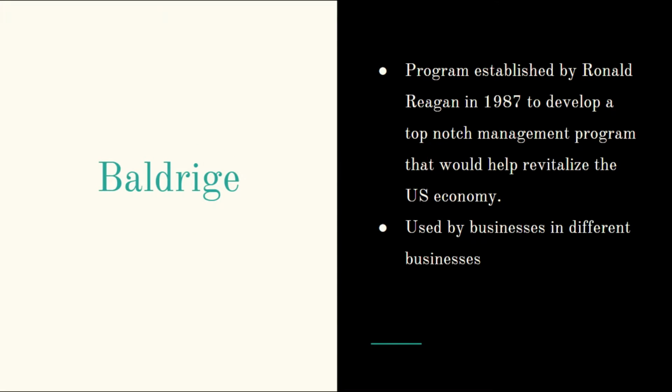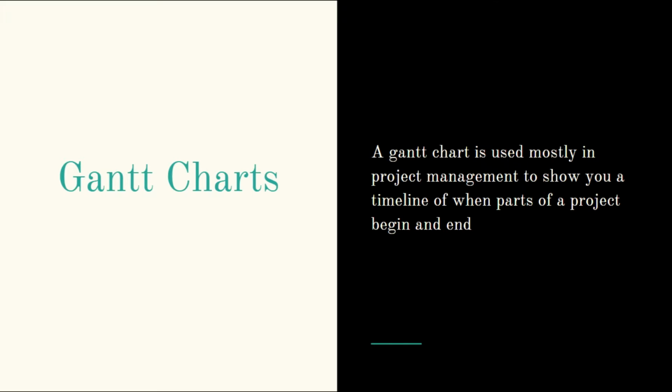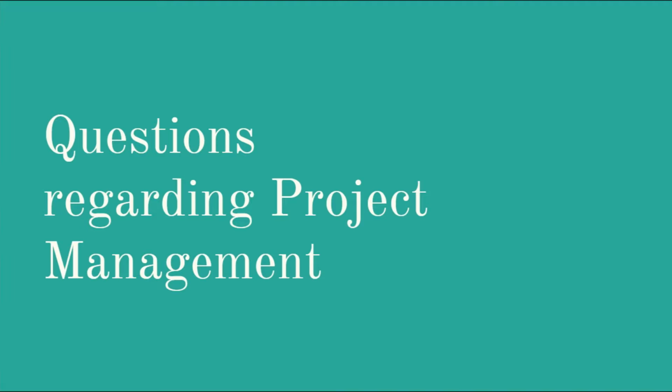Baldrige. The program was established by Ronald Reagan in 1987 to develop a top-notch management program that would help revitalize the U.S. economy. A Gantt chart is used mostly in project management to show you a timeline of when parts of a project begin and end.